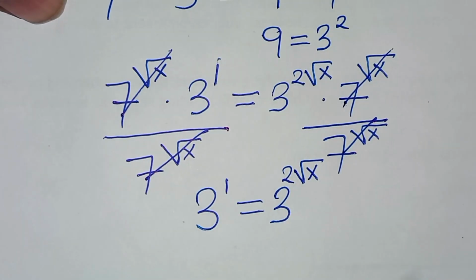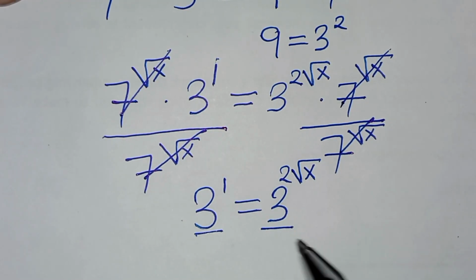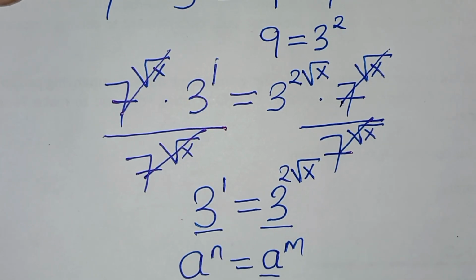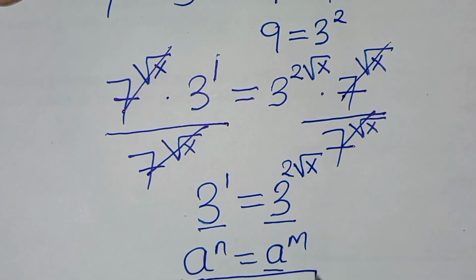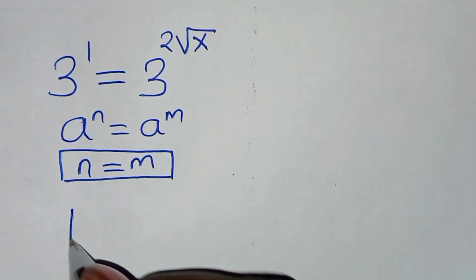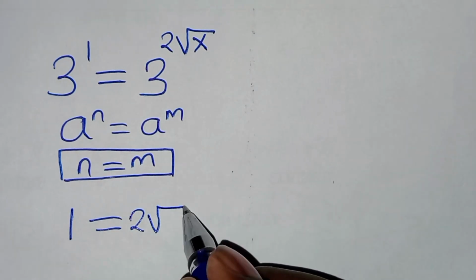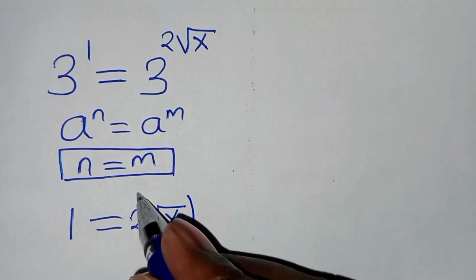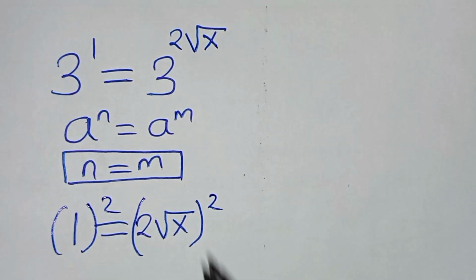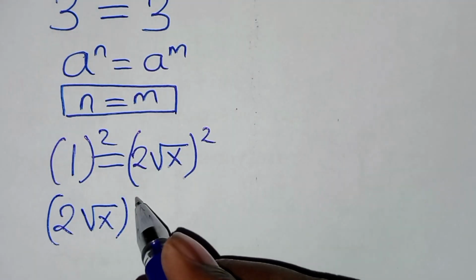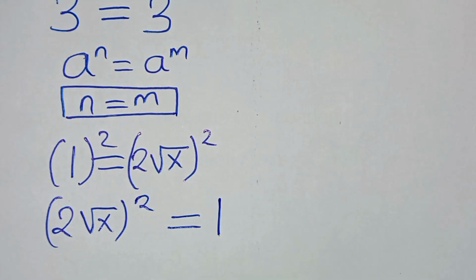Now, the next step from here, we have that the bases here are common. That is a to the power n is equal to a to the power m. And since the bases are common, then the exponent n should be equal to m. Applying this exponent property, then here we'll have 1 is equal to 2 square root of x. Now, to solve for x, we have to square both sides. So this is the same thing as 2 square root of x squared. This is equal to 1 squared, which is equal to 1.